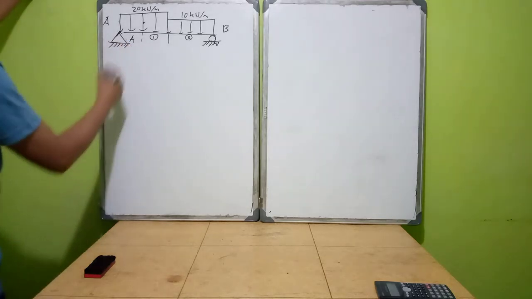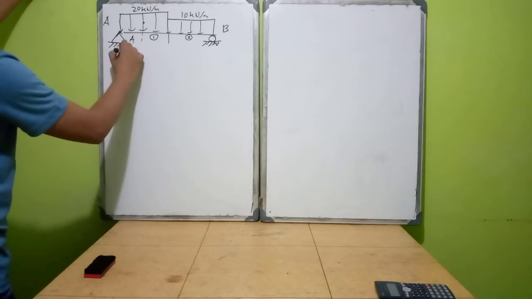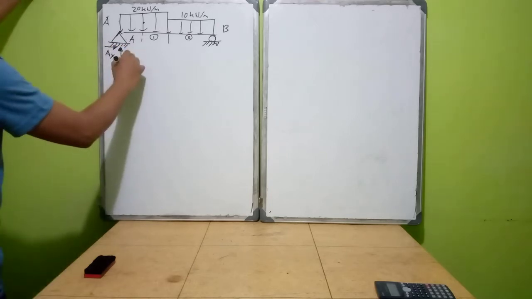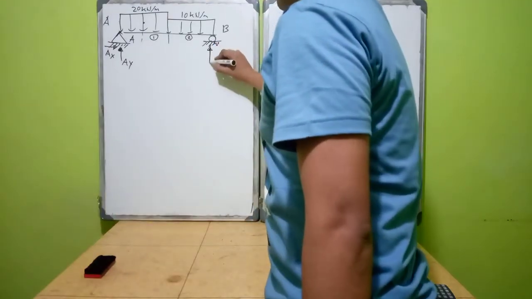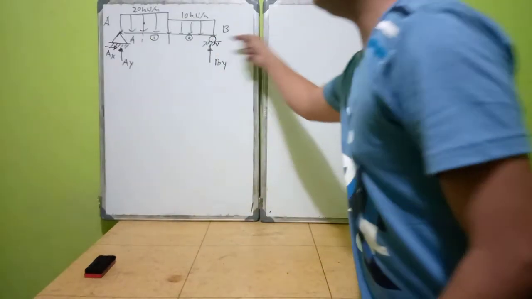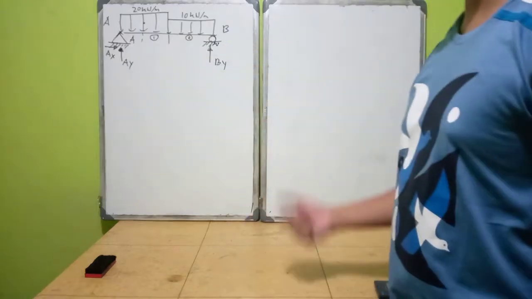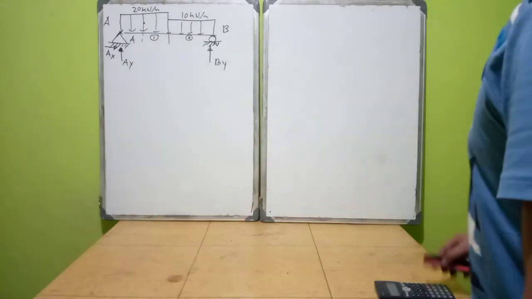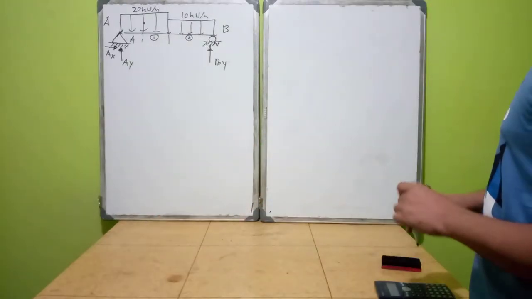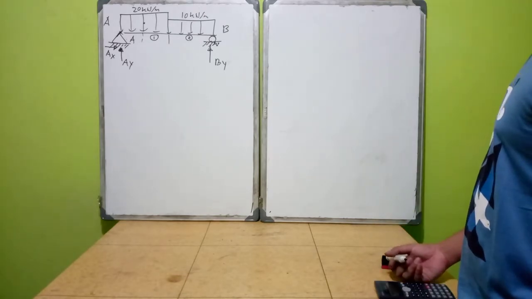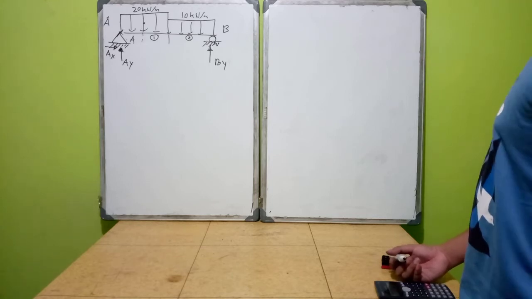At the left support, since this is pinned, it has two reactions, AX and AY. And then here, we have a single reaction, BY, since this is a roller and it cannot restrain horizontal movement. Since it cannot restrain horizontal movement, it has no reaction in the X component or horizontal side.